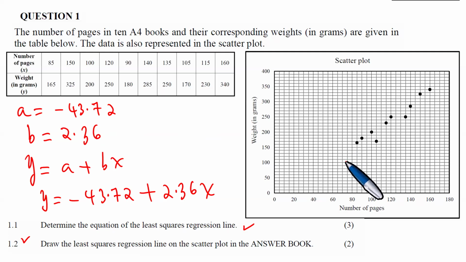In the end, you need to connect the points. Without a ruler, this is what you're going to have. Note that this drawing is such that it cuts through pretty much the center of the data points.